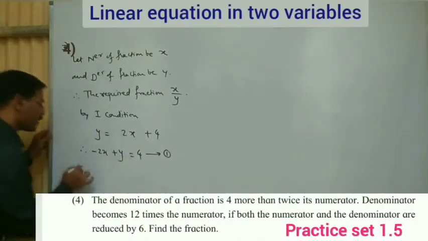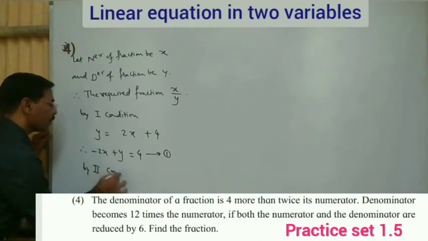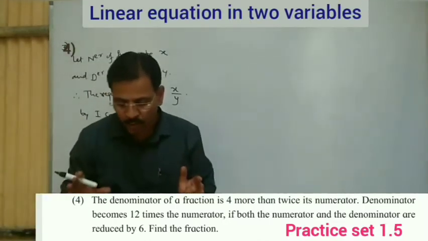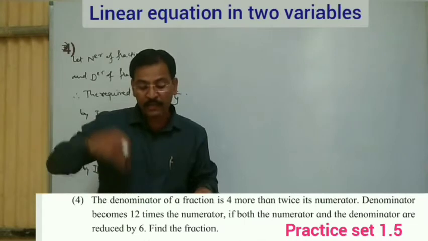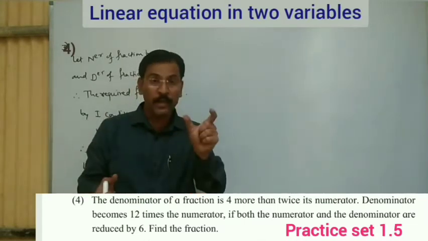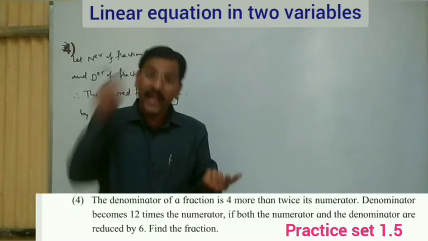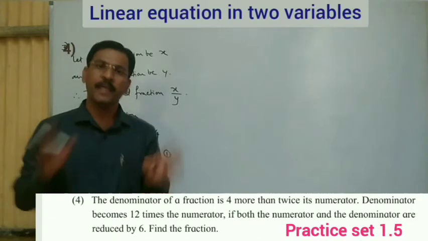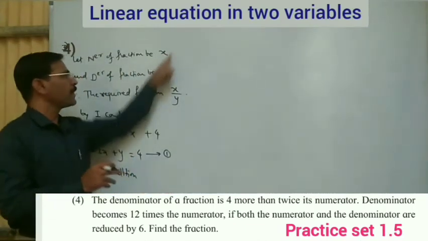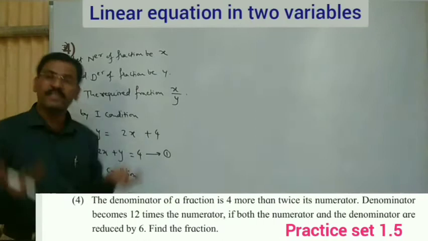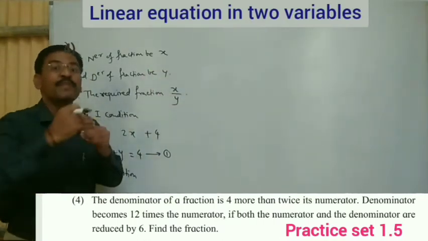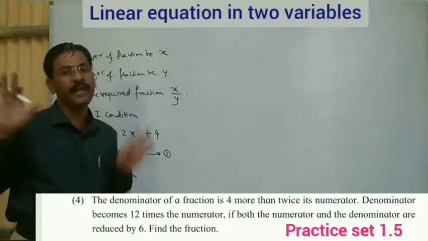Now what about condition number 2 here? Okay, condition 2 here. Read it very carefully. See here. What is given to us? The denominator becomes 12 times the numerator, when? If both numerator and denominator are reduced by 6. Means what? Here the numerator and denominator, these two, we are going to reduce them. Means what? x minus 6 and y minus 6. Okay? After reducing 6 in both numerator and denominator.